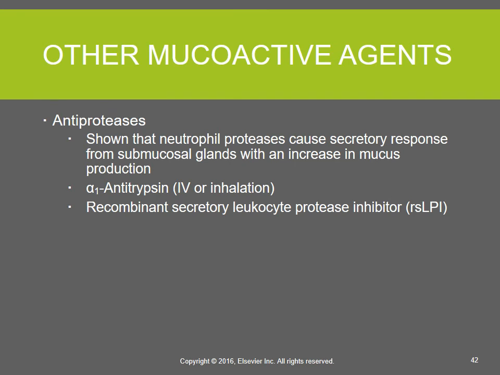Antiproteinases. Patients with CF have increased activity of serine proteinase on the respiratory epithelial surface. Neutrophils, when activated or degenerating, release protease, such as elastase, that can be directly damaging to the epithelial cells and impair airway clearance. Neutrophil protease causes a secretory response from the submucosal glands with an increase in mucus production. Alpha-1 antitrypsin can be given IV or by inhalation. It is a recombinant secretory leukocyte proteinase inhibitor.